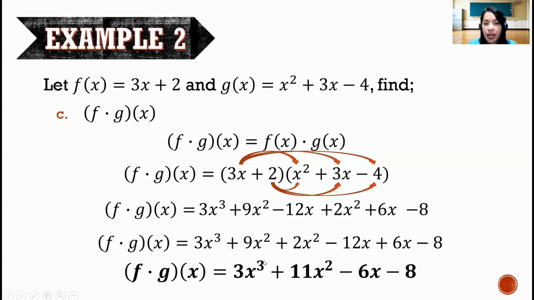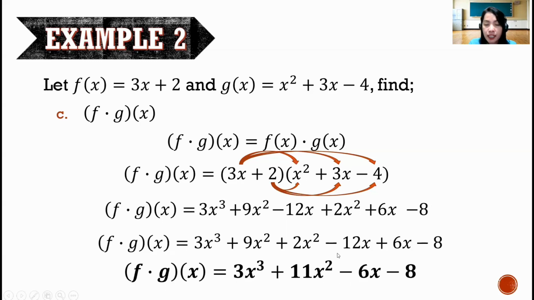Ang rule for adding these terms, wag nyo nang i-plus yung exponent. Ikakopy nyo na lang yung variable and then exponent. While in multiplication ng expression, you have to multiply the numerical coefficient like this, 3 times 1, that is 3. You copy the variable and then ipa-plus yung exponent. So, yan yung pinagkaiba ng multiplication and addition or subtraction.